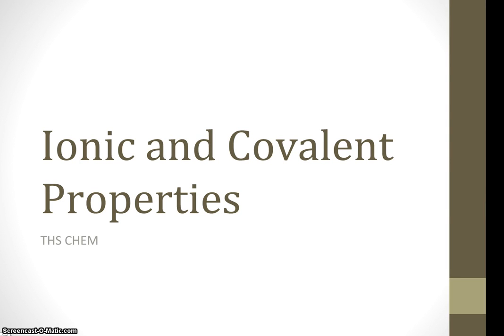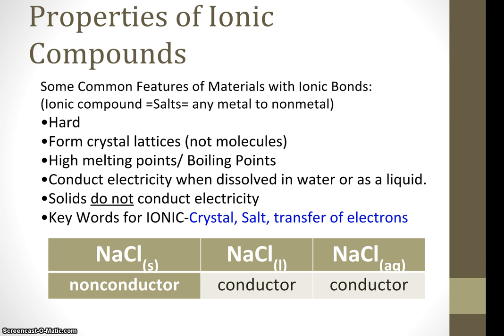Today we're talking about ionic and covalent properties. Okay, so properties of ionic compounds. So some common features and materials with ionic bonds. Remember, first of all, an ionic compound is a salt. Any metal to a non-metal is a salt. Okay, so that's a positive ion to a negative ion.